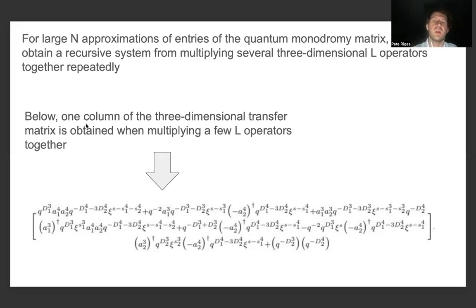And so below, one of the columns of the 3-dimensional transfer matrix is obtained when multiplying a few L operators together. So when we're looking maybe for a QISM type approach, because we have to look at products of L operators together, the beginning of the approach may seem a little non-intuitive because we just have to perform a brute force type of approach and perform these brute force computations a couple of times to obtain the desired recursive system, which we can then substitute into the parameterization of the entries of the set of 81 relations from the 3-dimensional case for the 3-dimensional asymptotic quantum monodromy matrix.